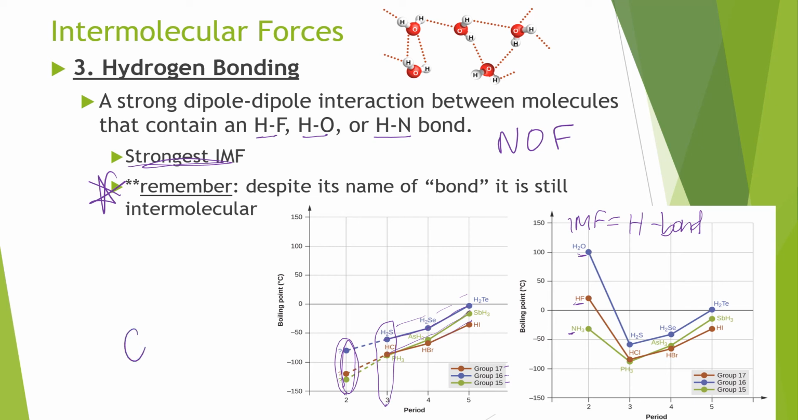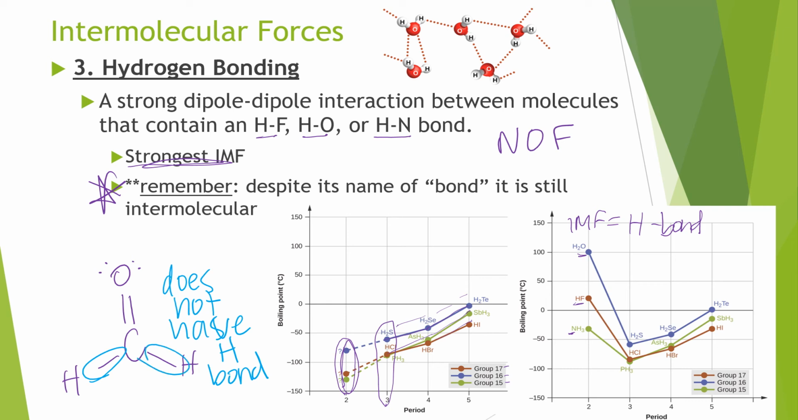For example, if we have hydrogen connected to a carbon, and there is an oxygen within the molecule, that does not mean it necessarily has hydrogen bonding. This does not have hydrogen bonding because the hydrogens are connected to the carbons, not the oxygen. Okay?